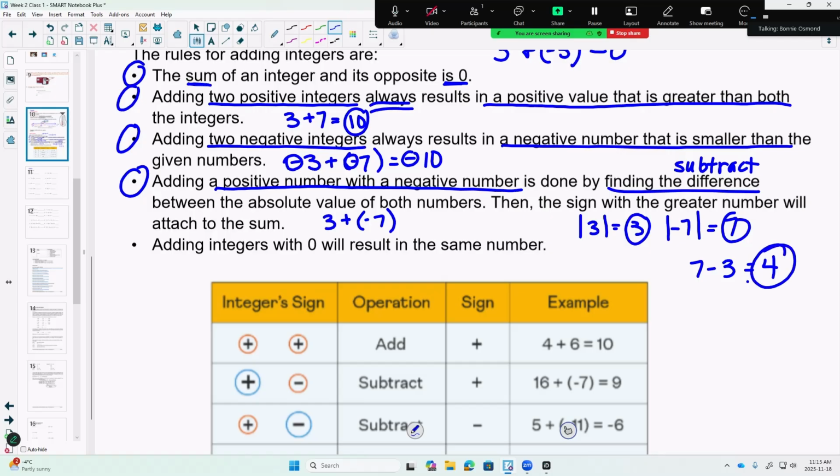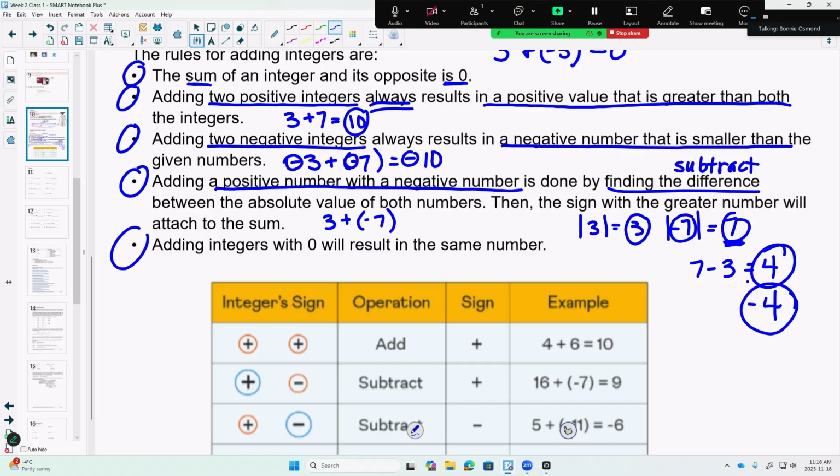Now, is that answer, is that 4 positive or negative? Well, we have to look at our absolute values. 7 is bigger than 3. It's negative, so the answer is going to be negative 4. Okay, so the sign of the bigger absolute value will be your answer.